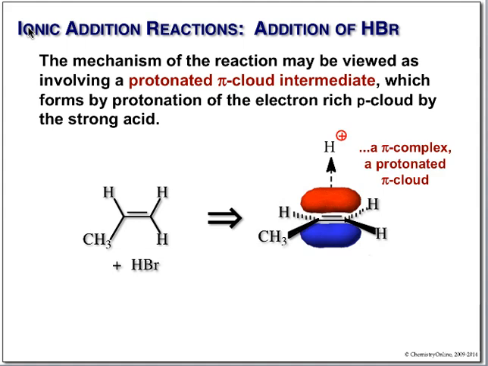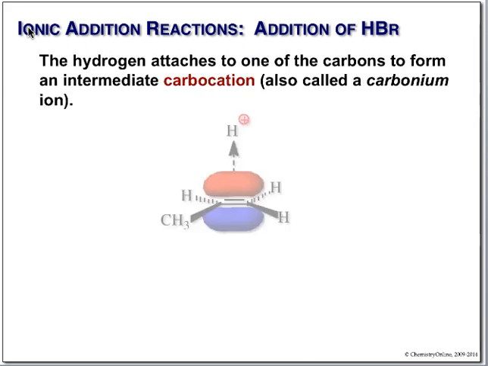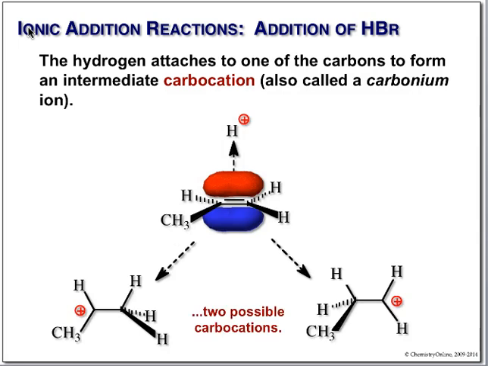Once we get this pi complex, a very short-lived complex, it is going to rearrange, and we're going to get our final product. Now this can rearrange two directions. It can go down this way to give the secondary carbocation, or it can transfer the proton this way to give the primary carbocation.